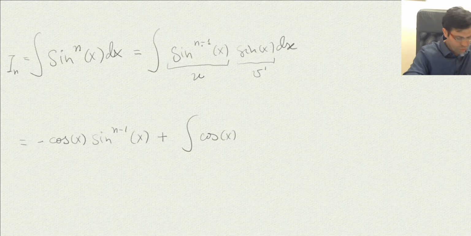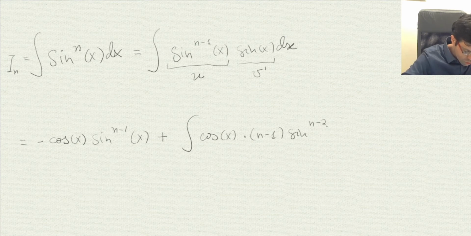And now we need to differentiate sine to the power of n minus 1. So it's going to be times n minus 1 sine to the power of n minus 2 of x. And then we have the internal derivative. So we need to multiply this by the derivative of the sine, which is again a cosine. So we will write cosine squared and all of this dx.